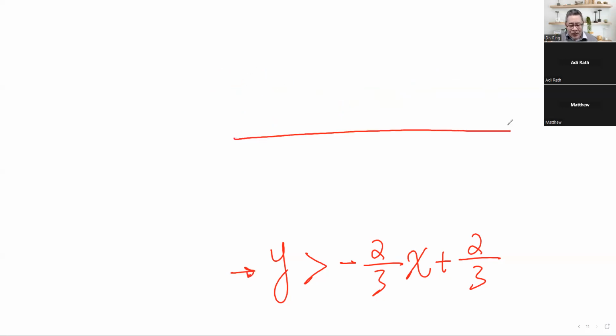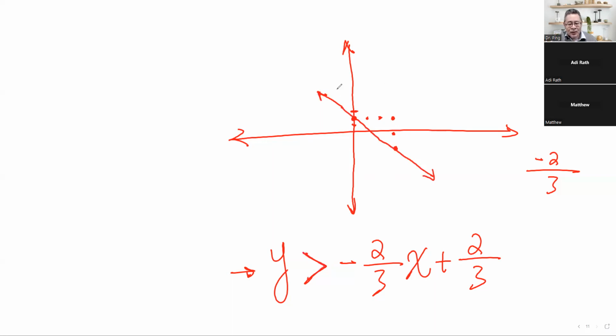Okay, we got this, and 2/3. So this is our 1. We cut it by 3, so 2/3 here. And then for -2/3, we go 3, 1, 2, 3, then go down by 2. So we go down here, 1 and 2. Then we graph it. In this case, y is greater than, so we shade all the area on top of the line.